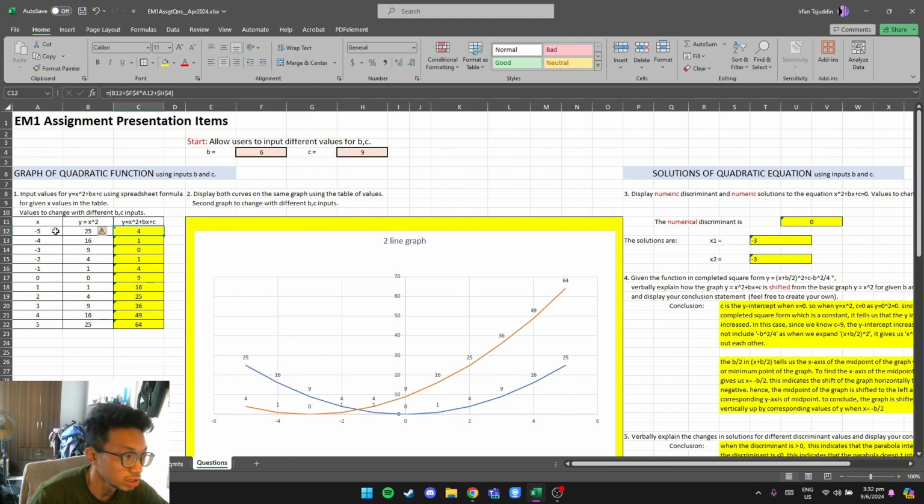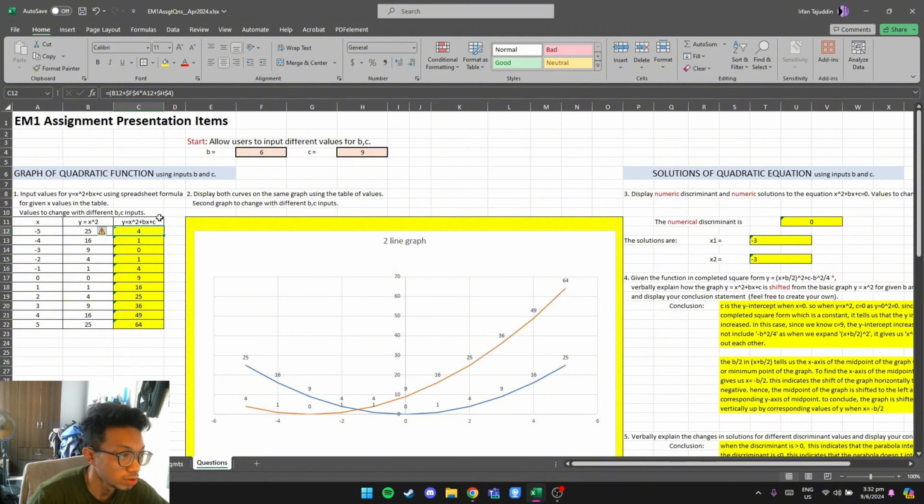So looking at the first example here, we just input the value here. So x to the power of 2, which is 25, plus bx, b, which is 6, times x, negative 5, and plus the c, which is 9. And they give us the value of 4.